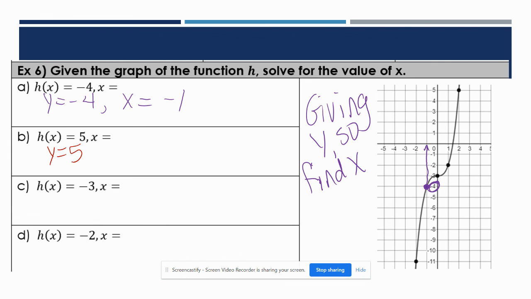Y is 5. So if y is 5, here's y is 5. Here's where it matches our graph. And the x value that goes with it is 2.